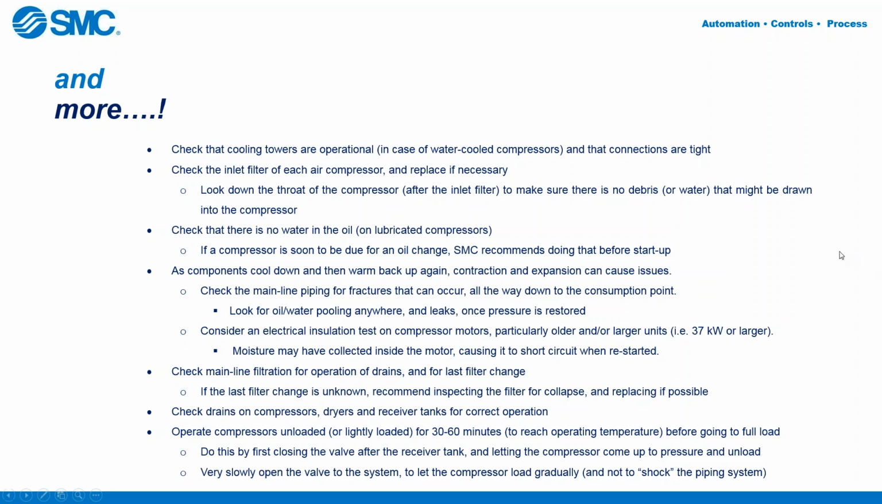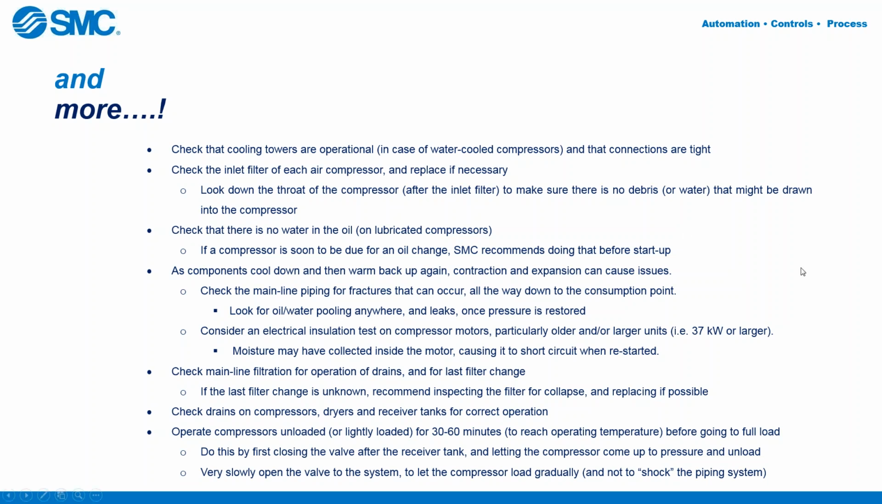We check the mainline filtration, make sure that the drains are operating, the automatic drains on the filters, the drain at the compressor, the drains on the dryers. This is a good time also to consult the maintenance records and look for the last filter change. If that's been a while, or if there aren't any records, this would be the opportunity to take those filter housings apart, check the filter for collapse, and replace if possible. Check the drains also on dryers and receiver tanks, make sure those are operating.